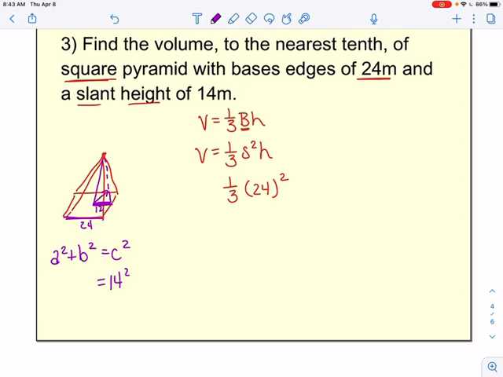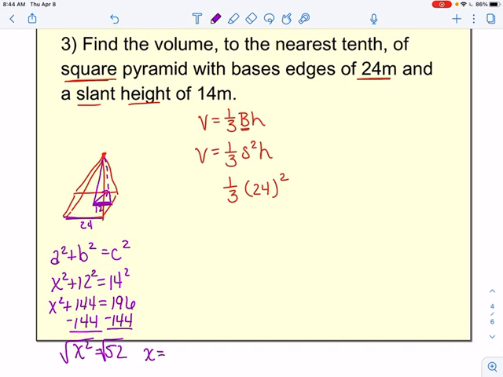On the other side, it doesn't matter what you put in for a and b. So I'm going to do x squared plus 12 squared equals 14 squared. 12 squared is 144 and 14 squared is 196. I'll subtract 144 from both sides, and I'm going to have x squared equals 52, and we'll take the square root of both sides, and x is going to be approximately 7.21.